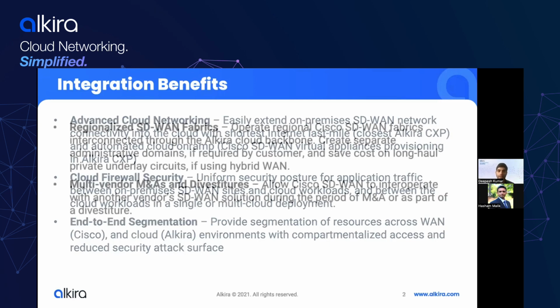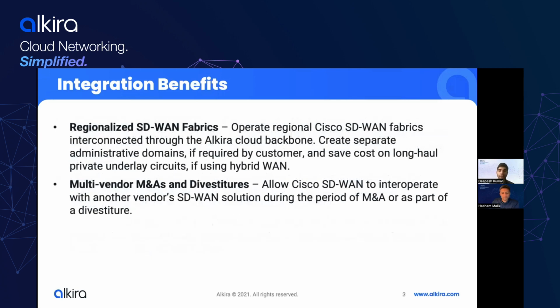Another one is the SD-WAN fabric. Depending on how the SD-WAN topologies or the SD-WAN fabric is set up, whether it's a regional mesh, a partial mesh, or a full mesh, route preferences can be set up, and the customers can then set up those route policies in a way that the topology is extended seamlessly. And then, if they have long haul private underlay circuits, they can save costs on those as well.